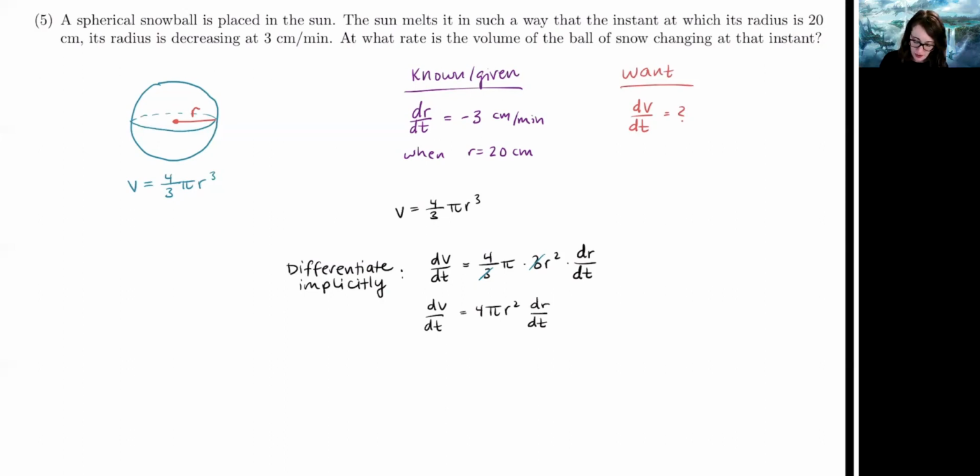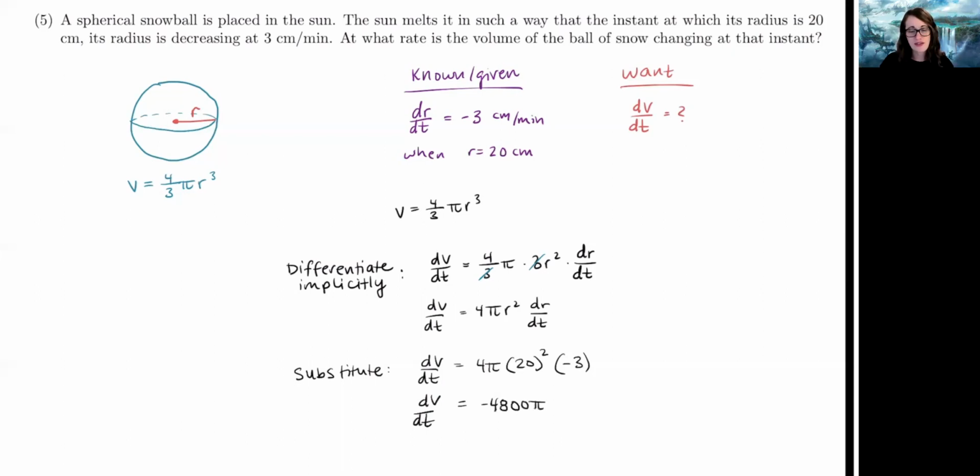All right, so now we want to plug in the things that we know and find the thing that we want to find. We don't know dV/dt, that's what we're looking for. We want dV/dt when the radius is 20, and we know dr/dt is negative 3. So we'll square 20, multiply that by 4, then multiply that by 3. This comes out to be 4,800, and the pi will still be there. So dV/dt will be negative 4,800 times pi.